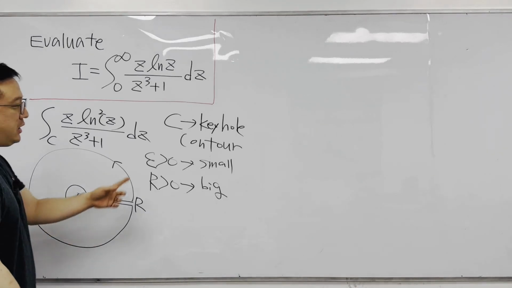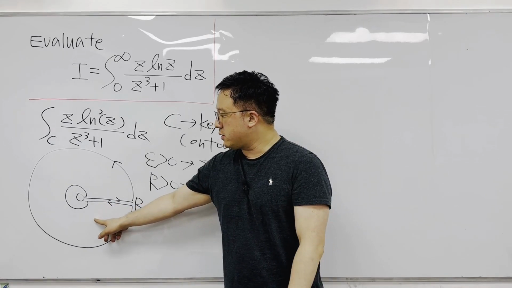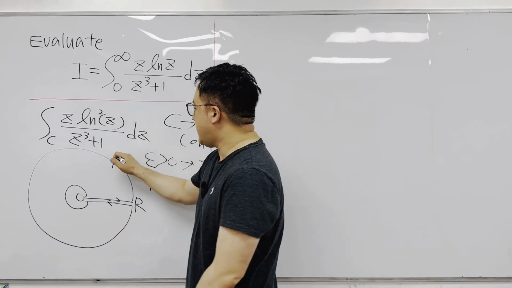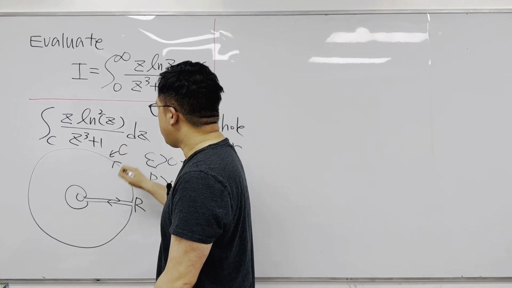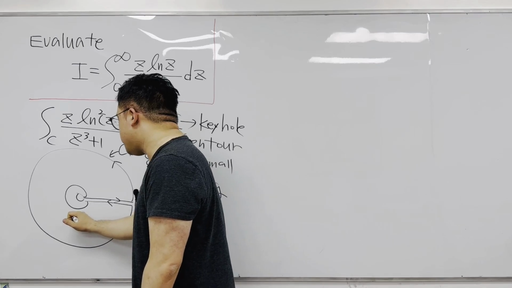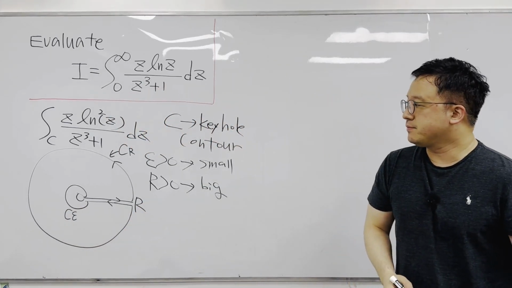Okay, so this is the basic visualization. We're working on the keyhole contour, and then we'll be working on the branch cut for the log along the positive x-axis. So that's why this has to be the circle with the radius of R. And for the little one, we can call this the circle with the radius of epsilon.